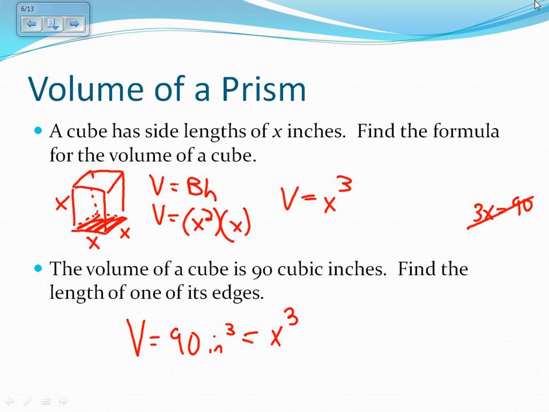Yeah, it's called the cube root. So instead of the square root, we take the cube root. So if I have 90 equals x to the third, to get rid of this exponent, I need to take the cube root of both sides. Right? That says what number times itself 3 times is going to give me 90.